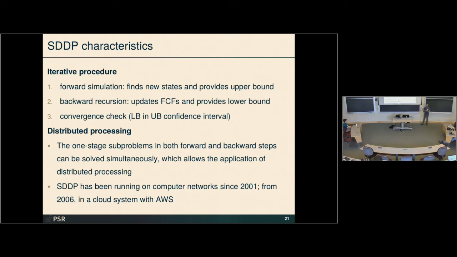It's a very interesting algorithm because it's very amenable to parallelization. You can parallelize like everything, all the stages or scenarios. You can run that asynchronously. There are many options, and we've been running that on computer networks and cloud systems for a while, because problems get really, really big, and solving them on notebooks is quite infeasible.